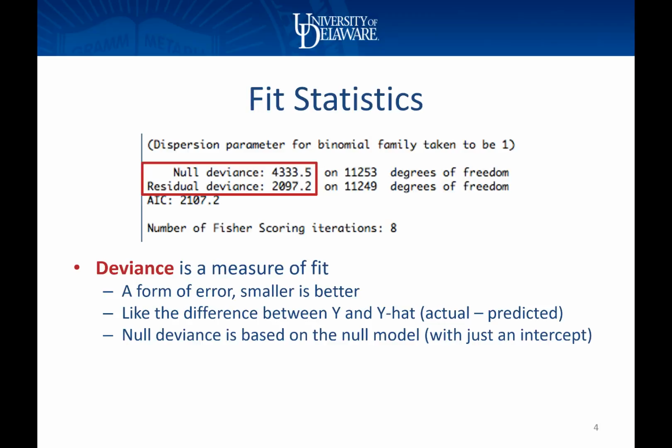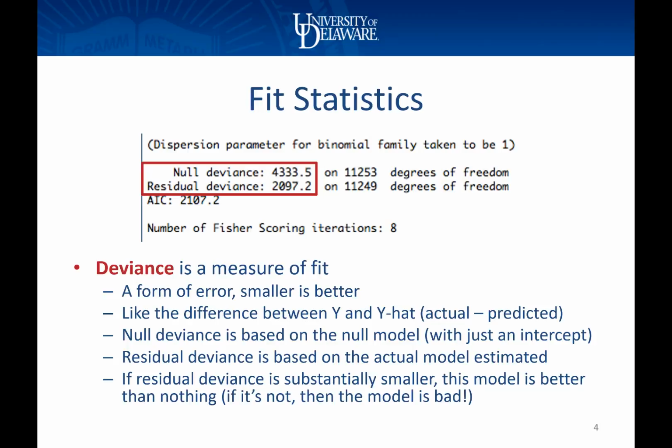The null deviance is based on a null model that just has an intercept. And the residual deviance is based on the model you've estimated with the 4 predictors in it. And the idea is, if the residual deviance is a lot less than the null deviance, it means that you've reduced the errors by adding all those variables. So the null deviance is 4333, and the residual deviance is 2097. So you've cut the error more than in half by adding the 4 variables. So you're doing a great job, essentially.